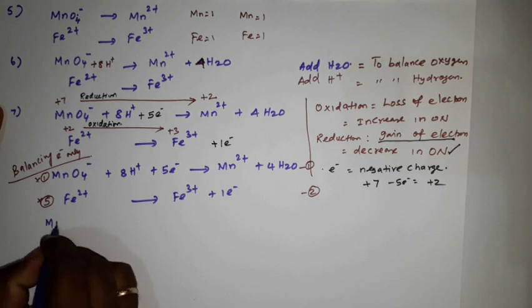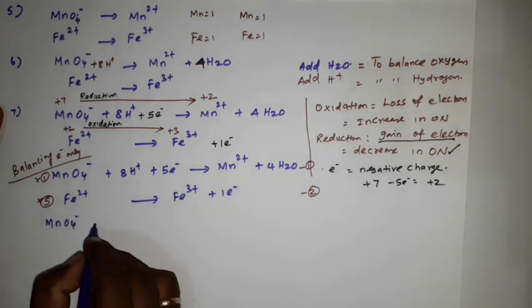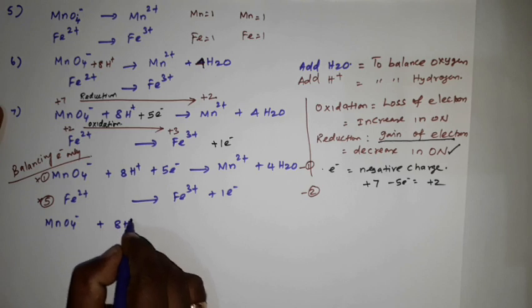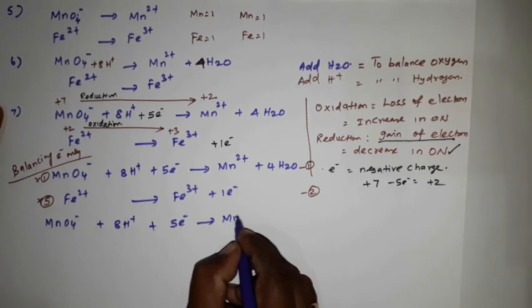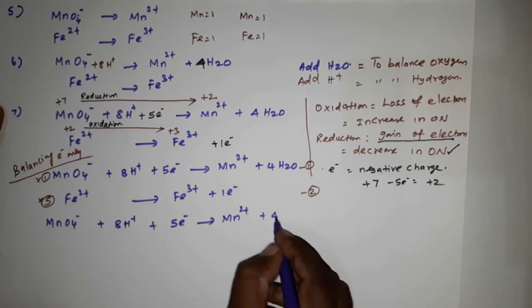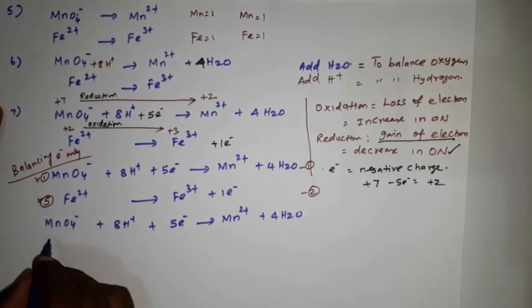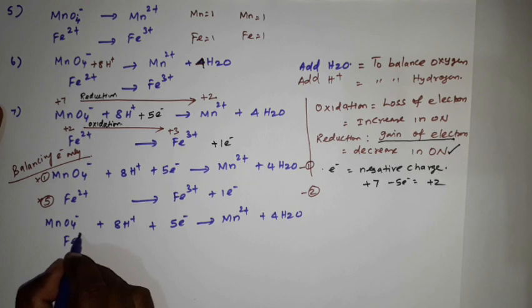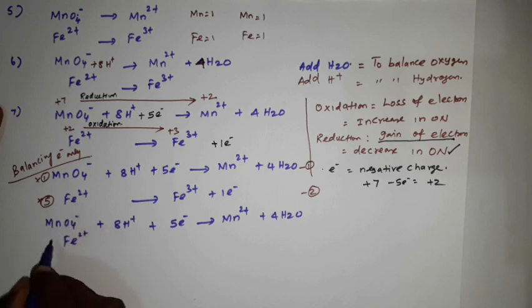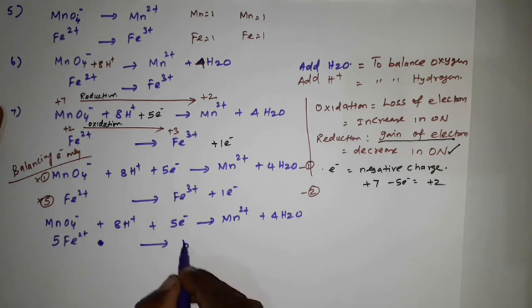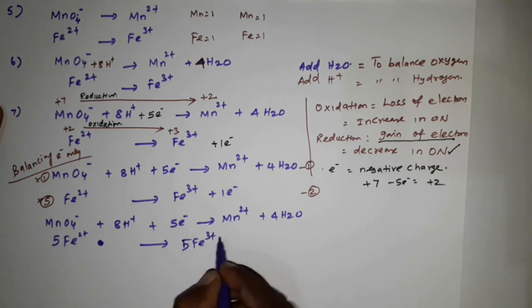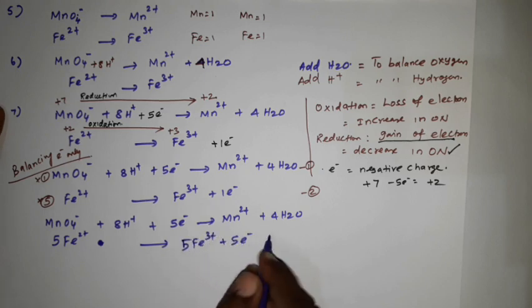What will be the answer? MnO4 minus plus 8H plus 5 electrons gives Mn2 plus 4H2O, then Fe2 plus, here we are multiplying by 5, so put 5 here, 5 Fe3 plus 5 electrons. Clear?